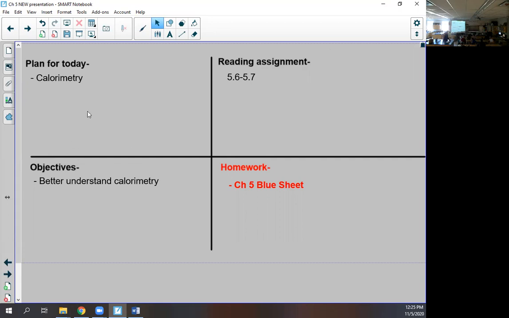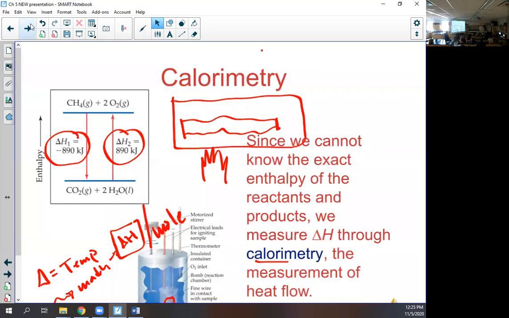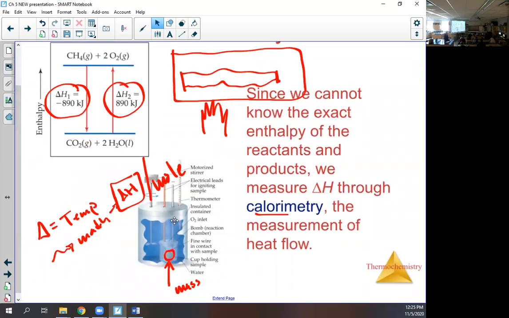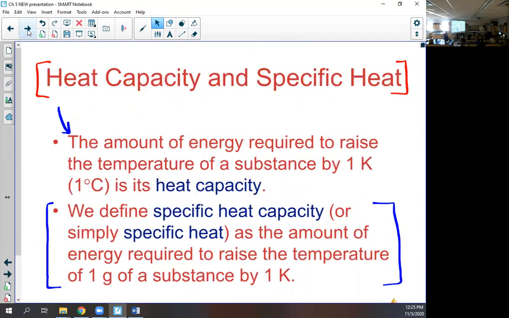Here we go. Calorimetry. We briefly talked about it yesterday, correct? So we have a reaction that takes place in water. We measure how much the temperature goes up. We use some fancy math skills and we know what its change in enthalpy is.